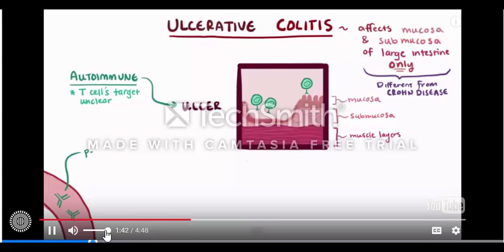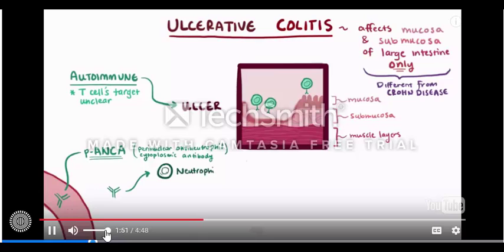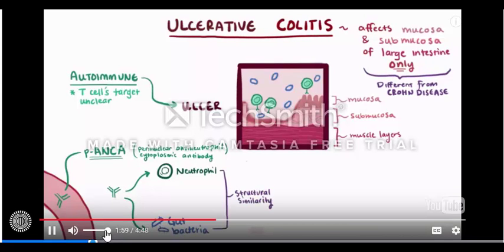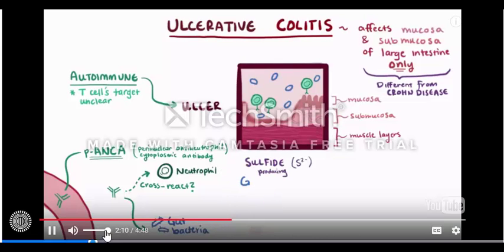Some patients have P-ANCAs in their blood, or perinuclear anti-neutrophilic cytoplasmic antibodies, which are antibodies that target antigens in the body's own neutrophils. Although not completely understood, some theories suggest this might be partly due to an immune reaction to gut bacteria that have some structural similarity to our own cells, allowing antibodies to those gut bacteria, or P-ANCAs, to cross-react with neutrophils.